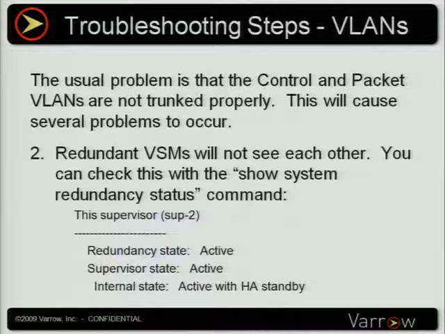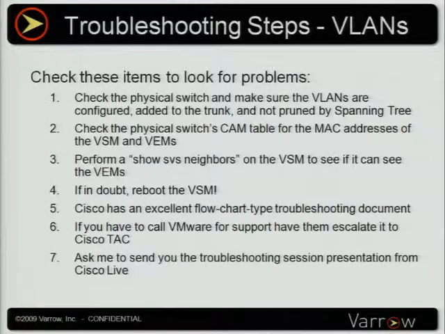If you bring up your 2 VSMs, what you want to see is active with HA standby. That means I'm the primary and I see my secondary. But what if you boot up both of them and both of them say active with no standby? That means they're not talking. The control VLAN isn't trunked properly. I bet you if you shut one down, move it over so they're on the same host and boot them on the same host, they'll work because they're talking internal to each other. But as soon as you move it to another host, they stop working. That means your control VLAN's not trunked properly.